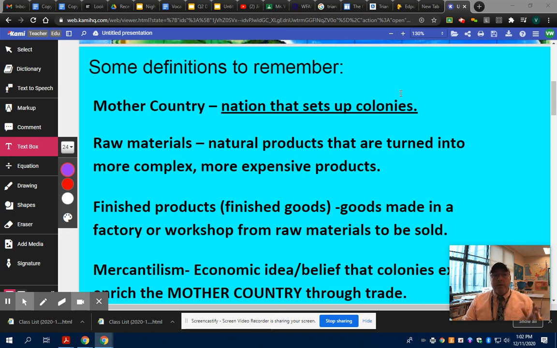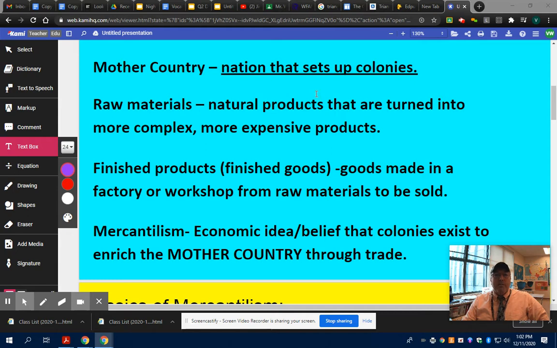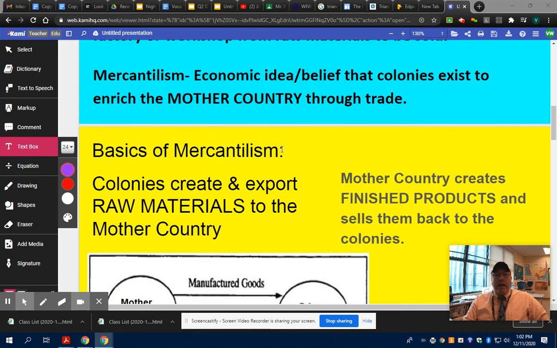Raw materials, those are usually natural products that get turned into more expensive, more complex products, usually in a factory or a workshop or something. The finished products, those are those more expensive, more complex things made from raw materials. Okay? And mercantilism is this idea that colonies exist to enrich, to make the mother country richer, usually through trade, through taxes. And here's the basics.